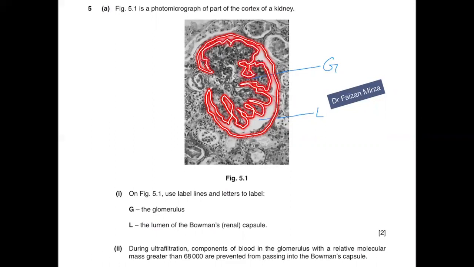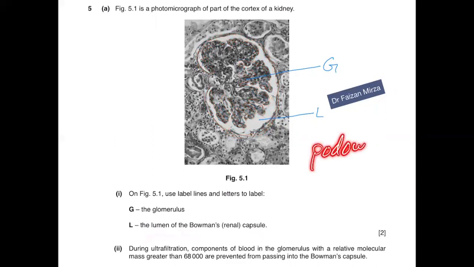And this Bowman's capsule, any point within the Bowman's capsule is basically the lumen of the Bowman's capsule and the renal capsule. At times they ask you to label the podocyte cell, although not asked here. So where is the podocyte cell present? The podocyte cell will be present on this region of the Bowman's capsule. If they ask you for the podocyte cell, you will just mention that this is where the podocyte cells are present. You will not mention this other region; this is an incorrect answer for podocyte cells.